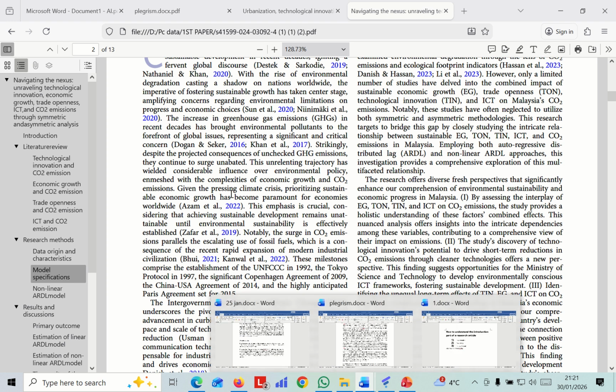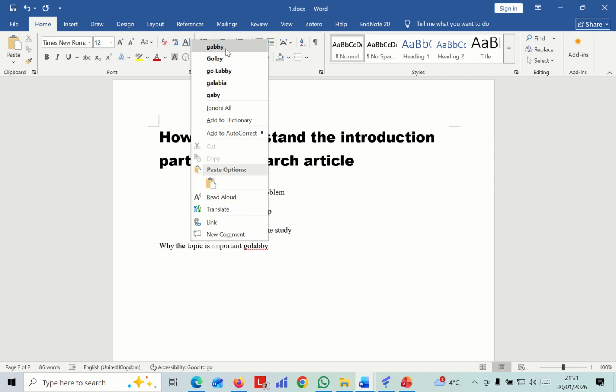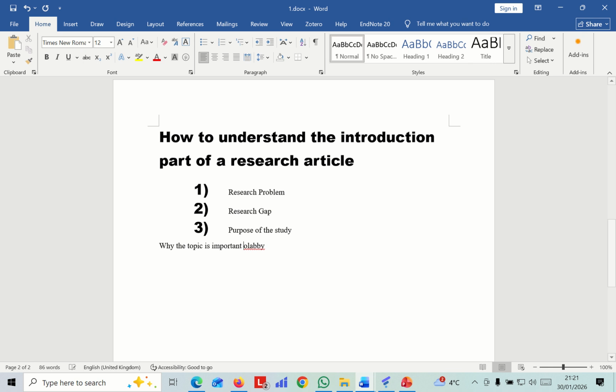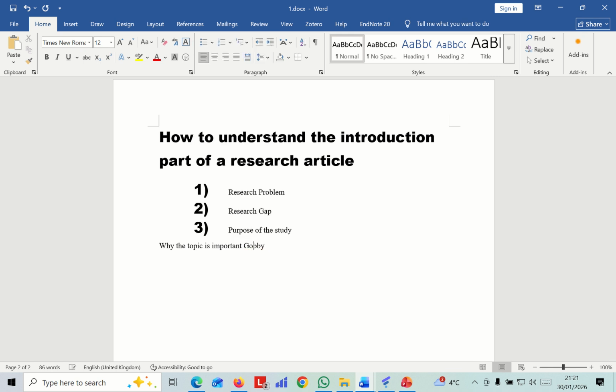Now, the key point of this area: the authors are building the logical importance of the issue.